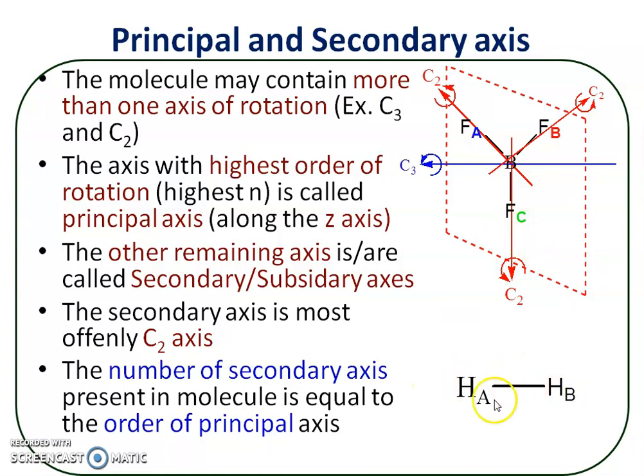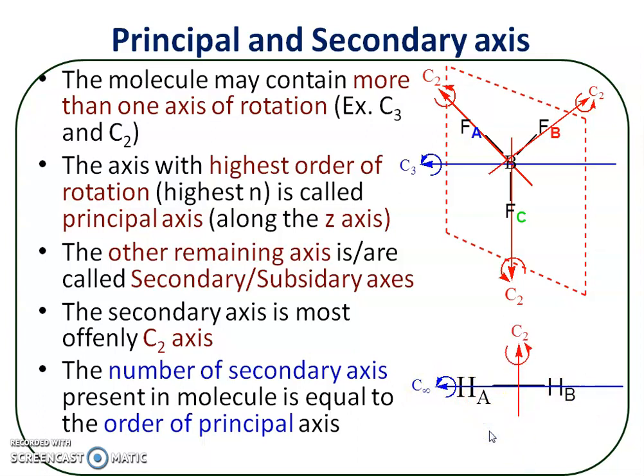Now consider another molecule, the hydrogen molecule, which is a linear molecule, with 2 hydrogen atoms joined to each other by means of a covalent bond. Now the axis which is passing through the 2 hydrogen atoms as well as through this covalent bond is the C infinity axis, because for this rotation, the value of theta may be 0, and 360 divided by 0 is infinity. So this is the C infinity axis.